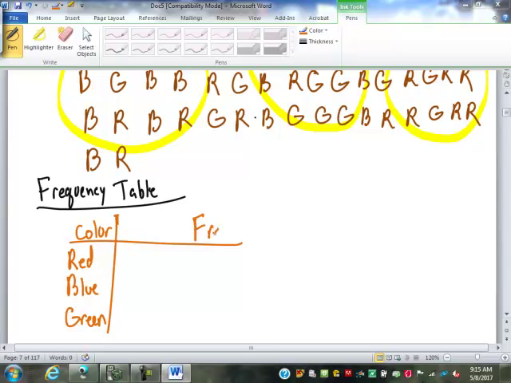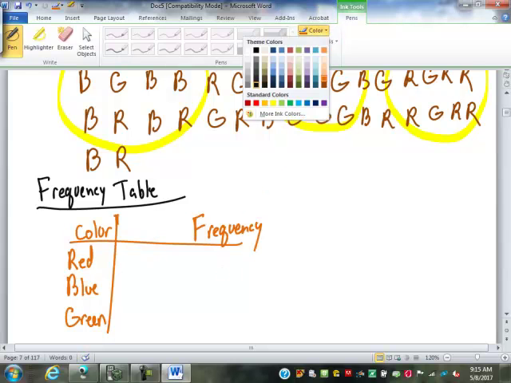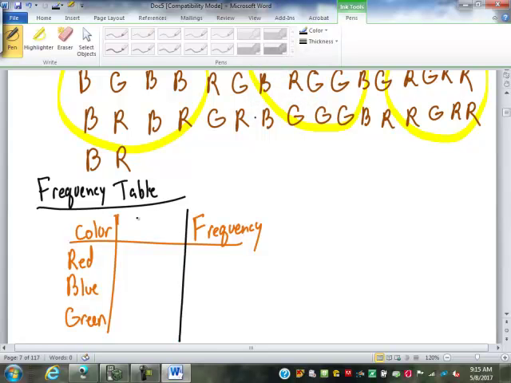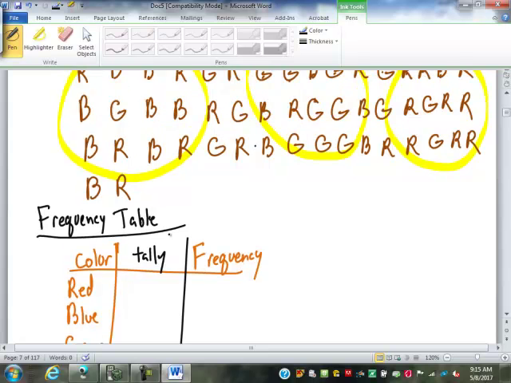Now, normally, the next column would just be frequency. But now, since I have the raw data here, I'm going to insert a column. It's a working column. I'm going to call it the tally. It's to help me count this up.